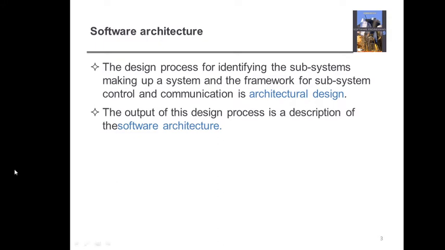So to continue with that, first of all, what is software architecture? The design process for identifying the subsystems making up a system and the framework for subsystems control and communication is architectural design. So architectural design is the overall framework where it represents the subsystems and the communication, and controlling all those communication between the components is known as architectural design, as well as the output of this design process is known as software architecture.